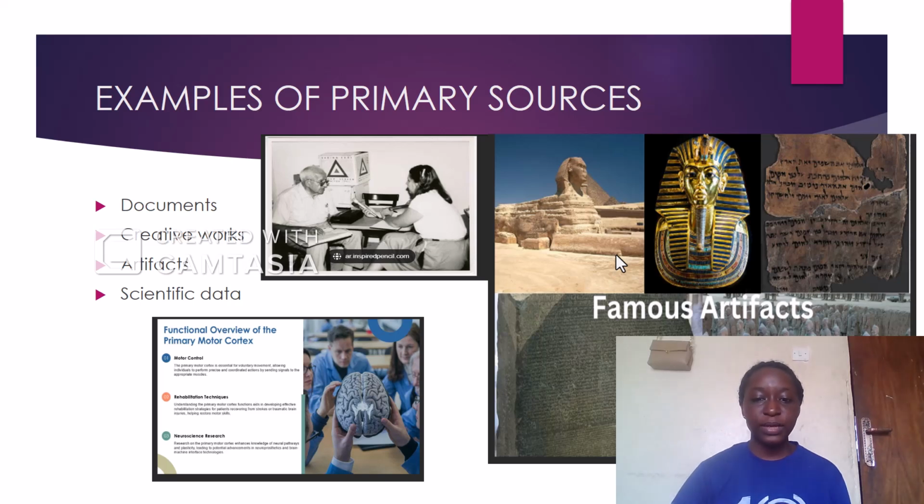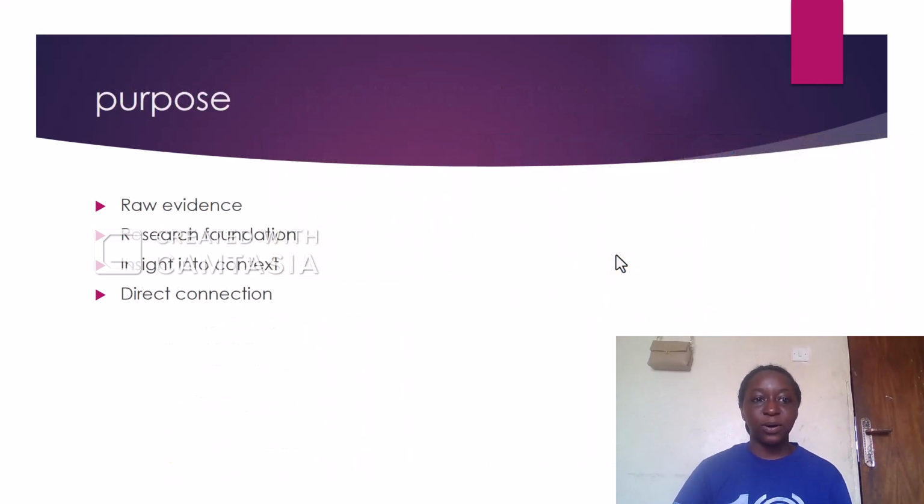So the next thing, we are going to talk about the purpose of primary sources. One is raw evidence. When we talk of raw evidence, they offer unfiltered and unmediated access to the past or present, providing first-hand data. They offer first-hand data that is unfiltered and unmediated. So that is one of the purposes.